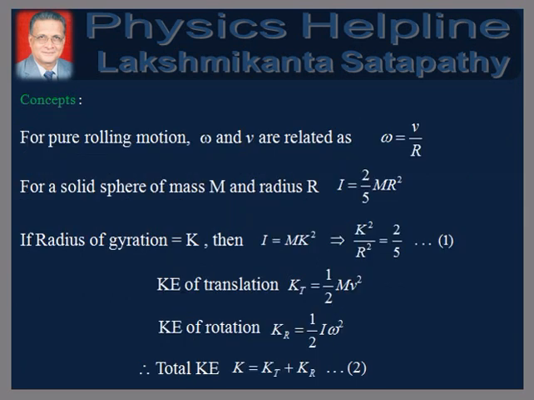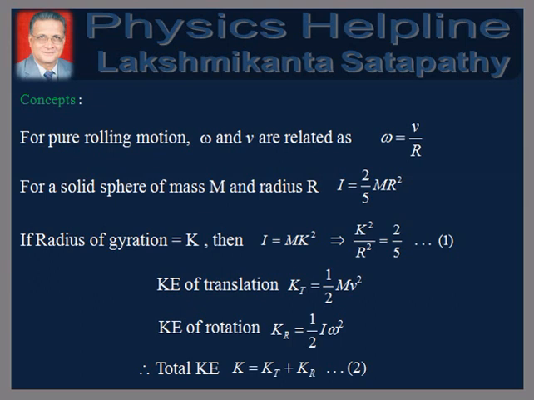Before proceeding to solve the problems, let us recall the related concepts, which are as follows. For pure rolling motion, angular velocity omega and linear velocity v are related as omega is equal to v by r. For a solid sphere of mass m and radius r, moment of inertia about an axis passing through its center is given by I is equal to 2 by 5 mr square.